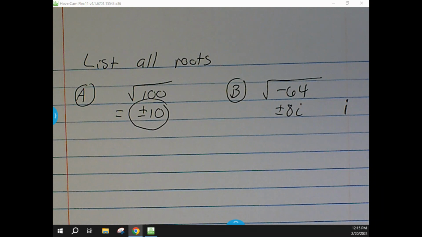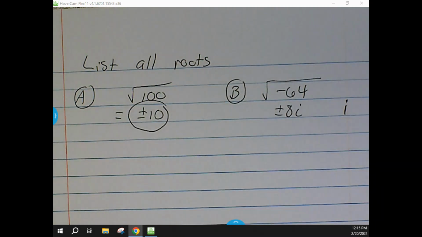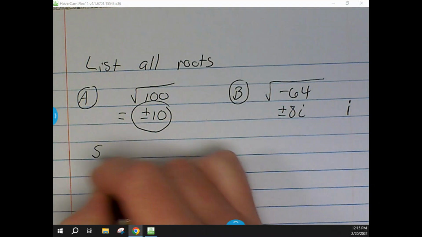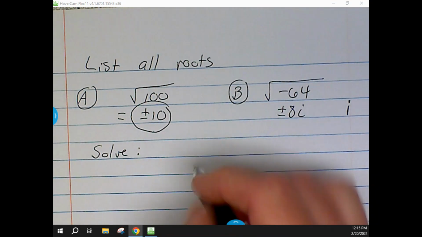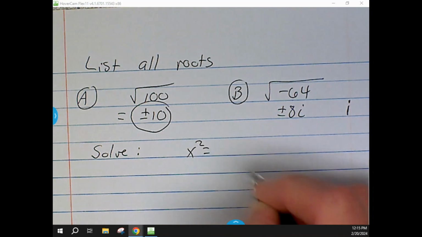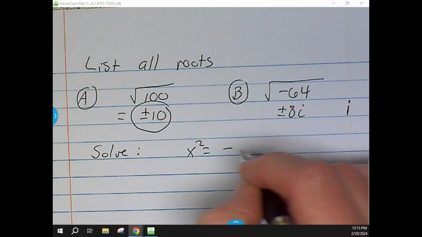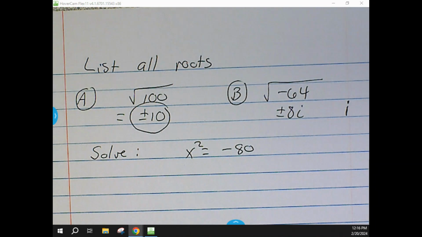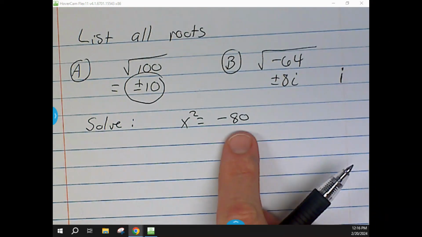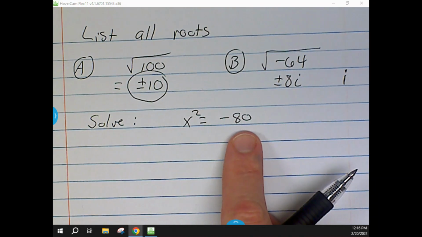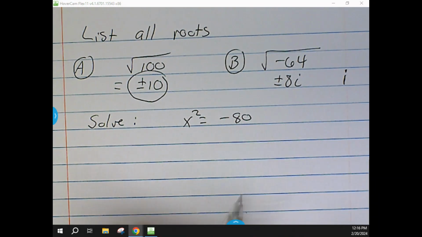Okay, so taking the square roots of negative numbers, again, just working with those numbers. Sometimes it's perfect square roots. Sometimes it's not. So again, if we look at one more of these, let's say they ask you to solve x squared equals negative 80. If that's 81, that's great because that's 9 times 9. But if it's 80, that's where, again, we're going to have to take this thing and break it down.